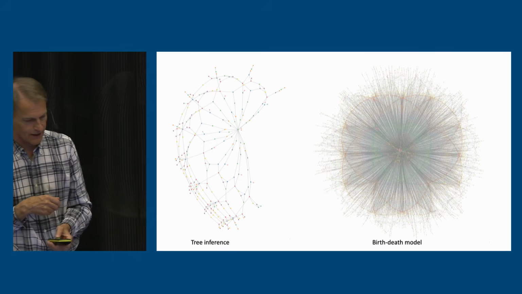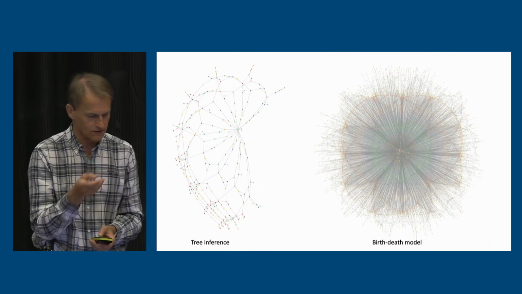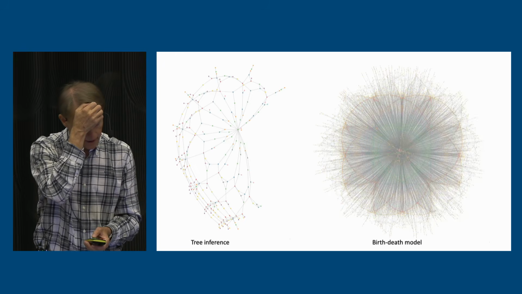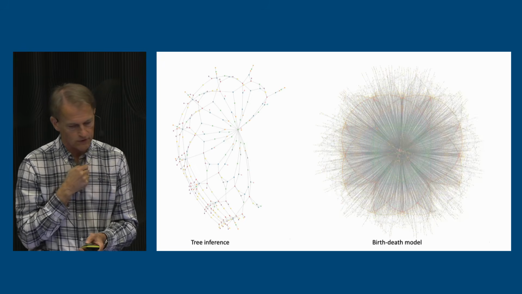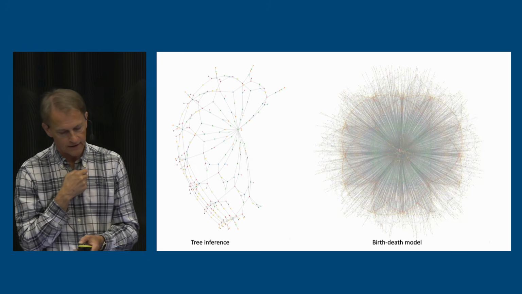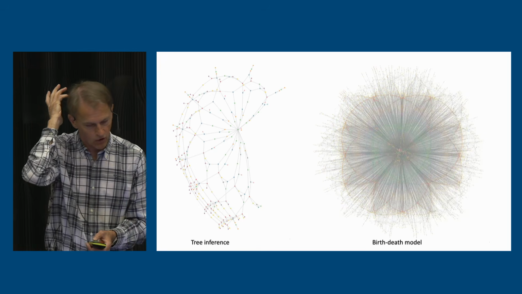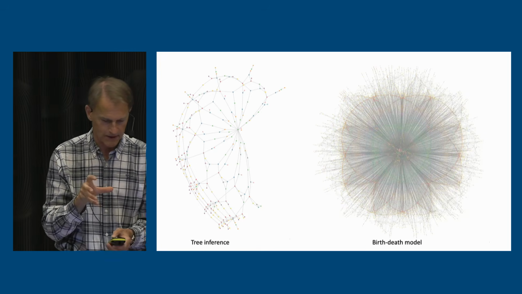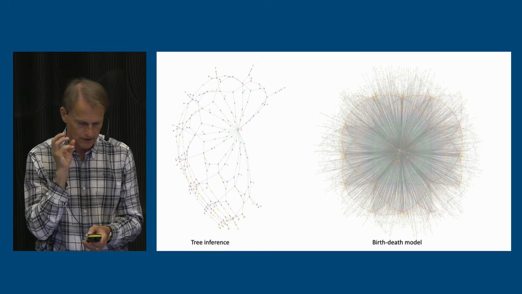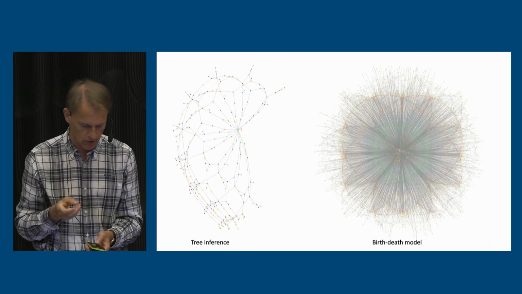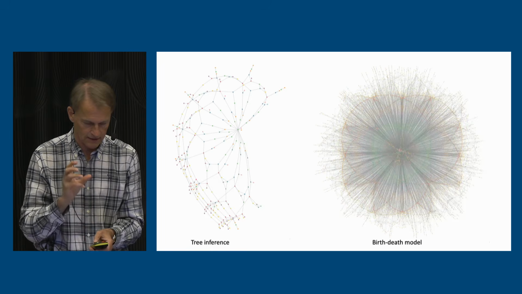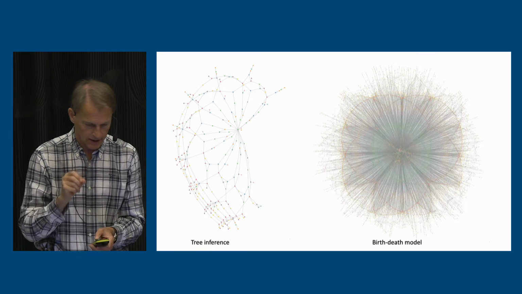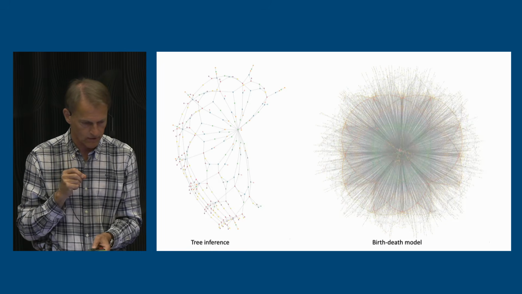So these graphs, these are just two examples. This is a graph generated for a tree inference problem to the left, and a larger birth-death model. So these graphs quickly become complicated, but the essential thing is that we can modify parts of those graphs, and we know which parts of the graph we need to update.